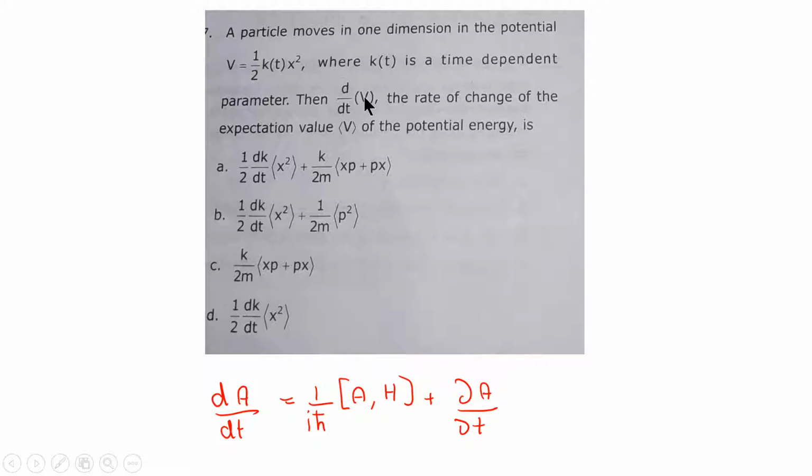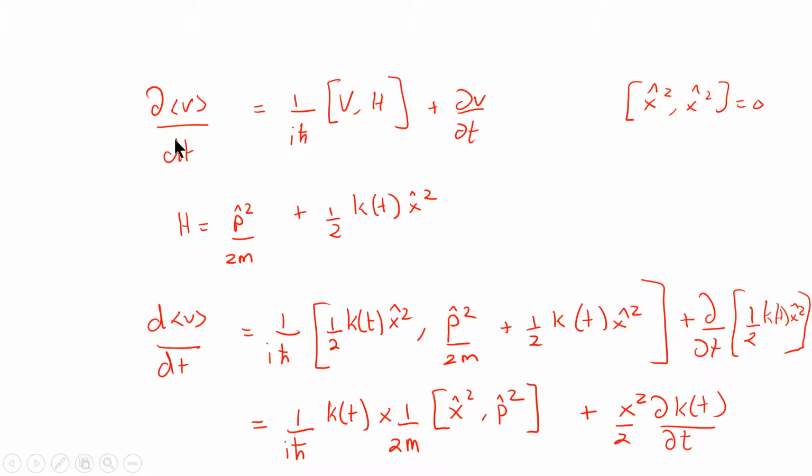So dV/dt. For any operator, how it commutes with the Hamiltonian gives its time dependence. How operator A changes over time is given by how it commutes with the Hamiltonian and its partial derivative with respect to time. So here we have the parameter V, and we have to calculate how it changes with time.